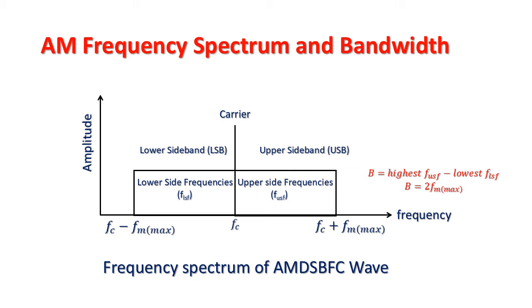The lower sideband is the band of frequencies between the carrier frequency minus the maximum modulating frequency, and any frequency within this band is called a lower side frequency. The upper sideband is the band of frequencies between the carrier frequency plus the maximum modulating frequency, and any frequency within this band is called an upper side frequency. The bandwidth of an AM wave is equal to the highest upper side frequency minus the lowest lower side frequency.